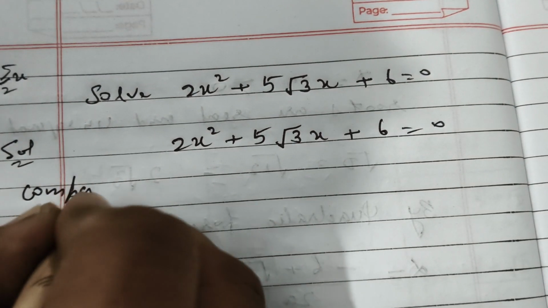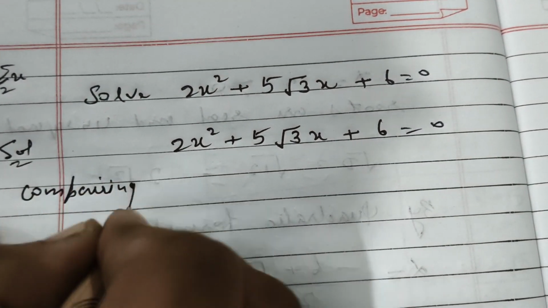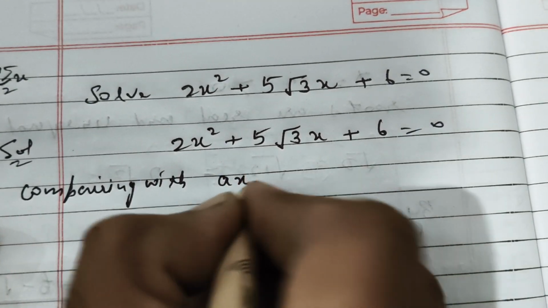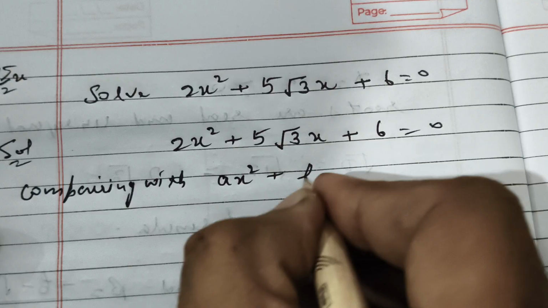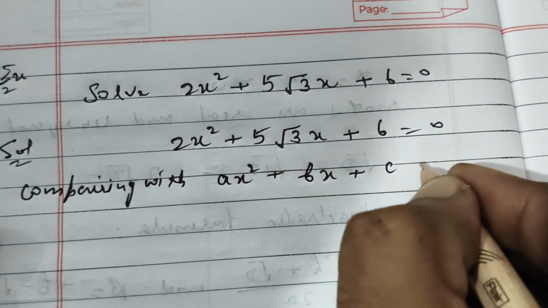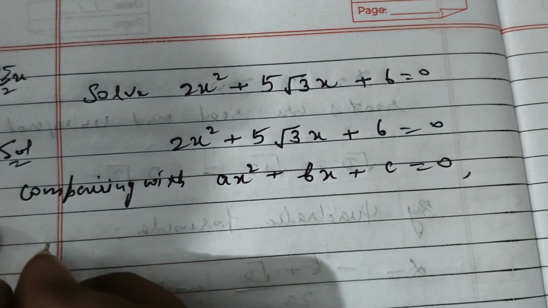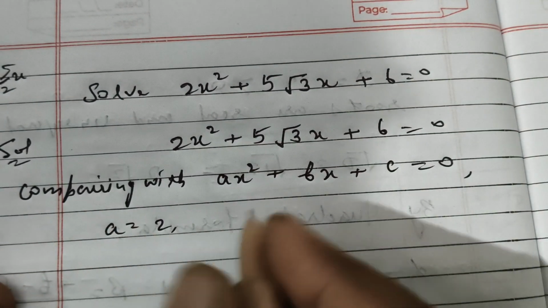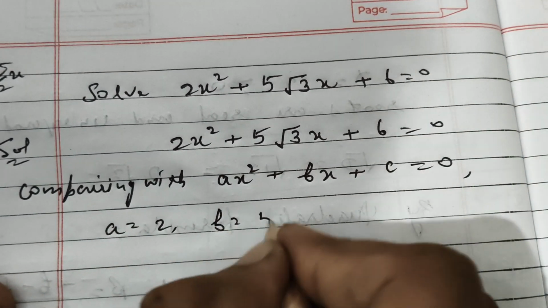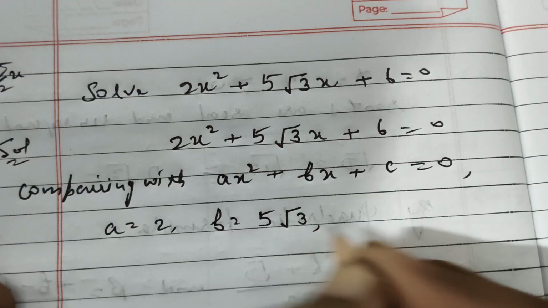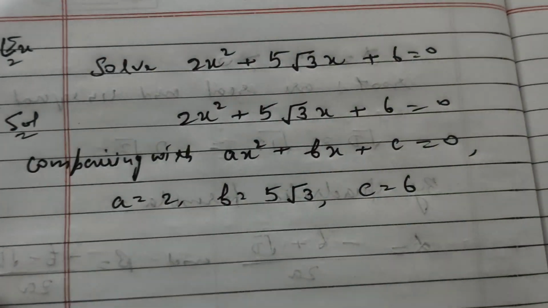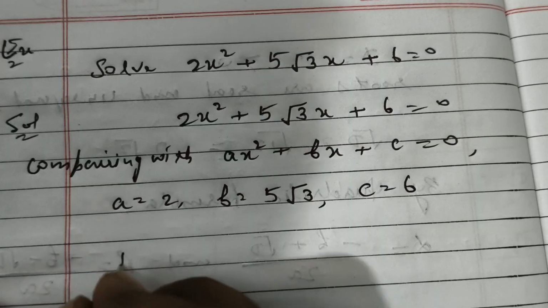On comparing with ax² + bx + c = 0, we get a = 2, b = 5√3, c = 6. Now we have to find the value of D, the discriminant.